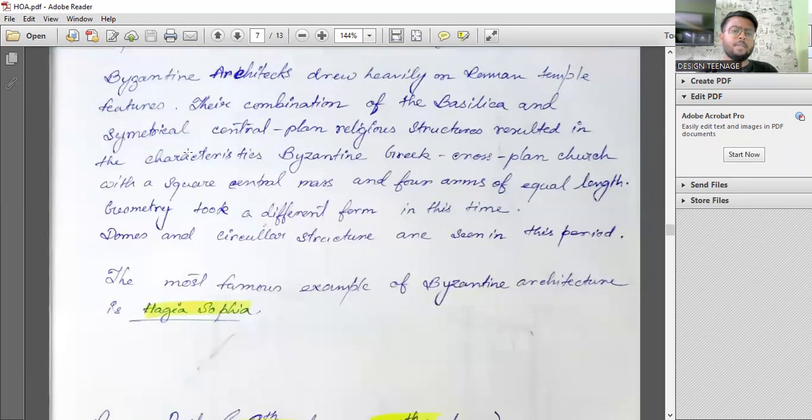The most famous example of Byzantine architecture is Hagia Sophia. Hagia Sophia is one of the most famous Byzantine buildings. Any idea where Hagia Sophia is located in today's time?